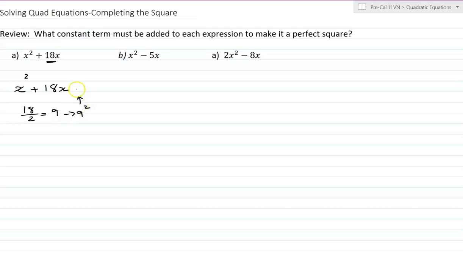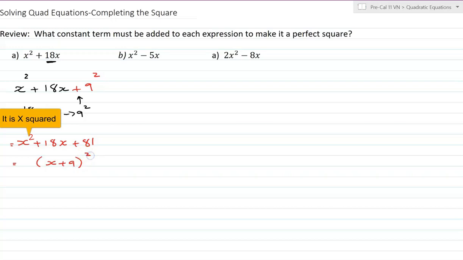And that's what you would do. And so it would be plus 9 squared. So final answer, x squared plus 18x plus 81. And then if you factor that, you'll end up getting x plus 9 all squared. Okay? Very, very straightforward. Okay, next one.